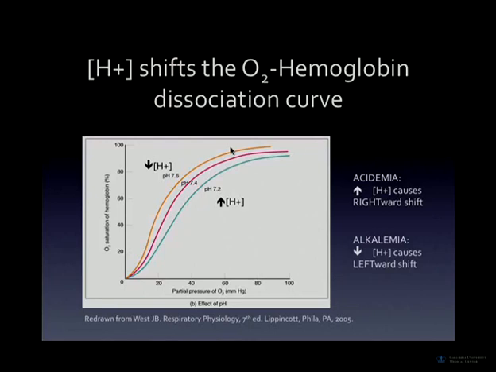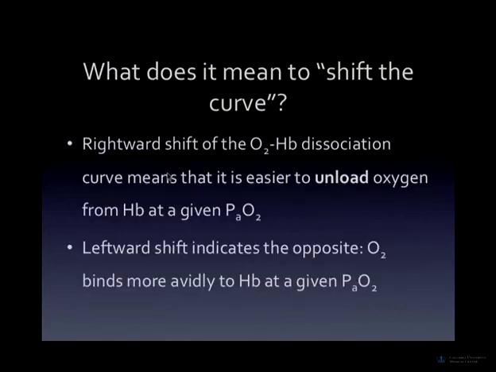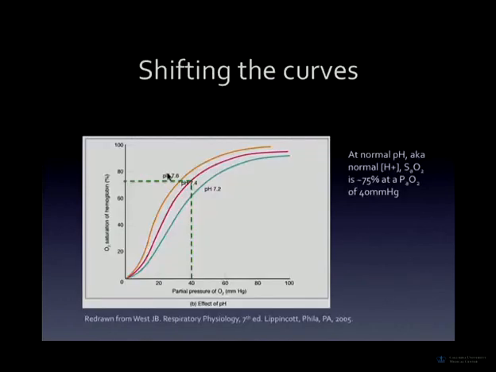Several factors can alter the shape of that oxygen hemoglobin dissociation curve. For instance, increasing hydrogen ion concentration or lowering pH moves the curve right, whereas a lower hydrogen ion concentration or more alkalemic blood moves the curve left. And what does it mean to shift the curve? If you shift the curve right, it means it's easier to unload oxygen from hemoglobin at any given PaO2, and leftward shift is the opposite. Hemoglobin will more avidly bind oxygen at that given PaO2.